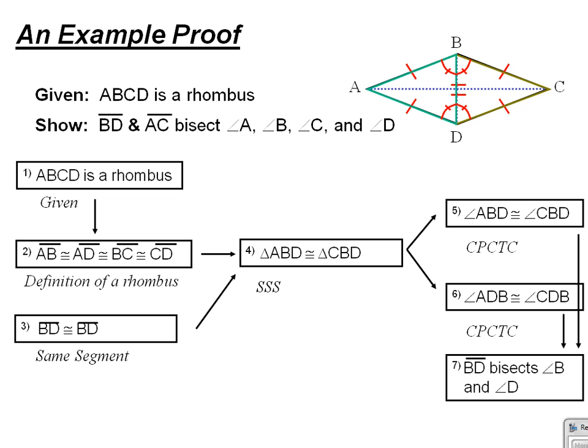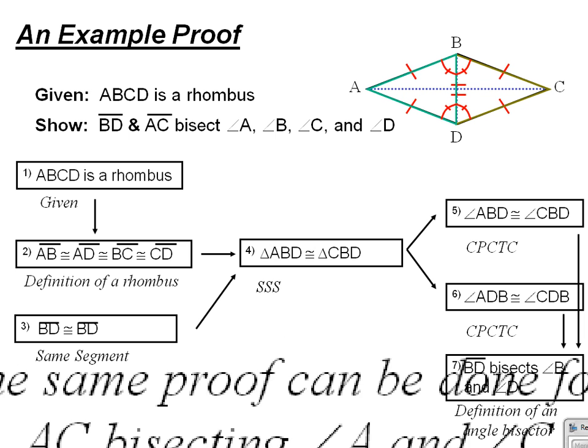Why? Because an angle bisector bisects an angle. So if we've proven that a segment does what it's supposed to do by definition, then we can conclude that BD is an angle bisector by the definition of an angle bisector.